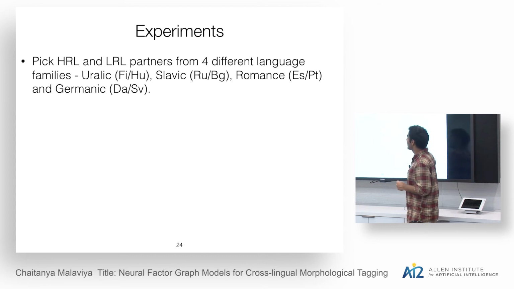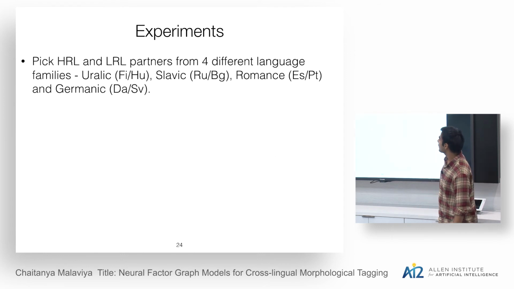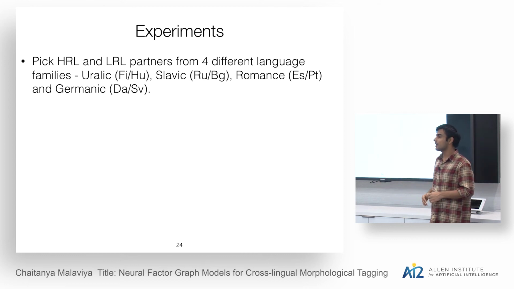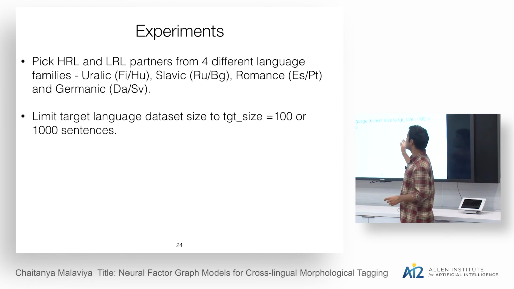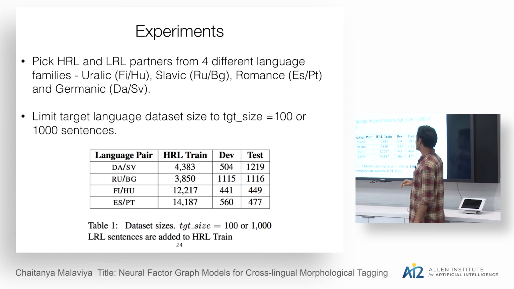And we pick the Uralic, Slavic, Romance, and Germanic language families. And we have Finnish, Hungarian, Russian, Bulgarian, Spanish, Portuguese, and Danish, Swedish. The second language is meant to be the low resource language. Hungarian, Bulgarian, Portuguese, Swedish are not necessarily low resource, but the way we simulate low resource settings is by restricting the data set size of the second language to be 100 or 1,000 sentences, and we perform experiments for both settings. And these are the data set sizes, so you can see we have quite a lot of variation in the amount of data that we have in the high resource language, and the low resource language data is again either 100 or 1,000 sentences in addition to this high resource language training data set size.